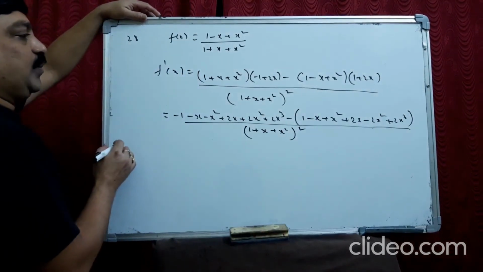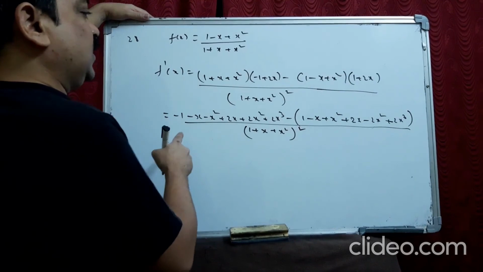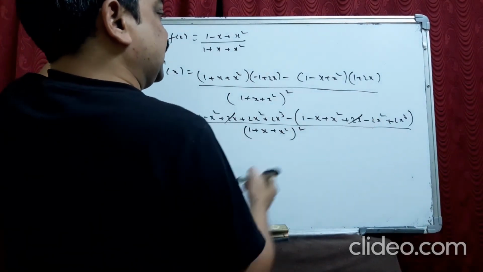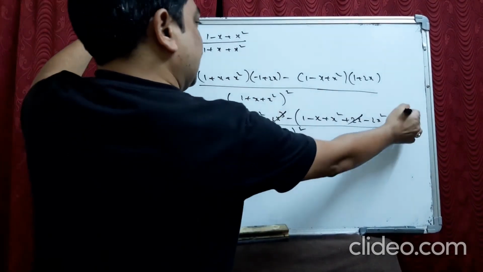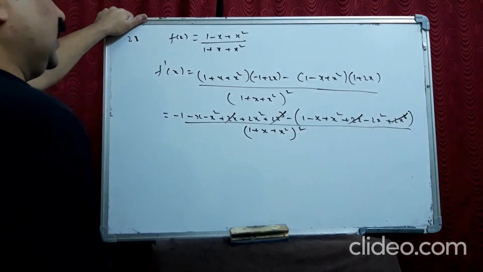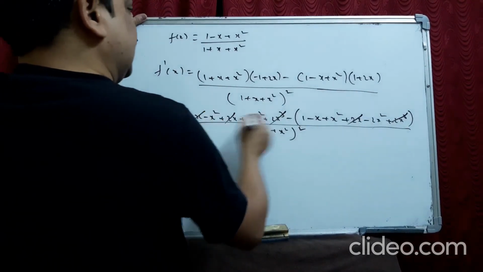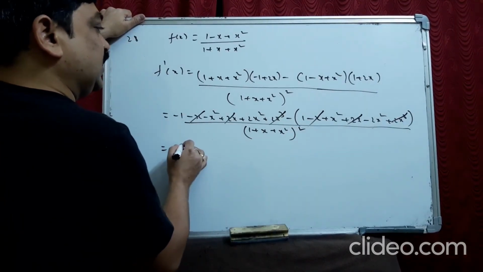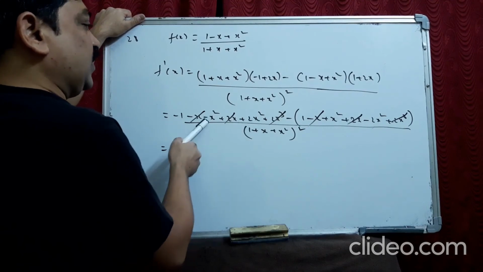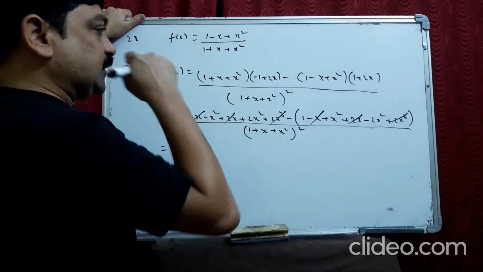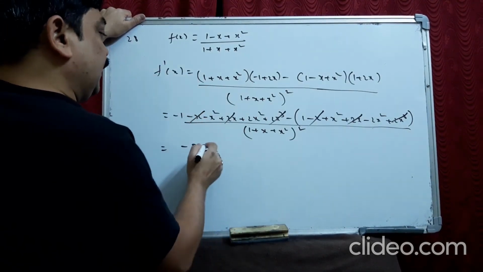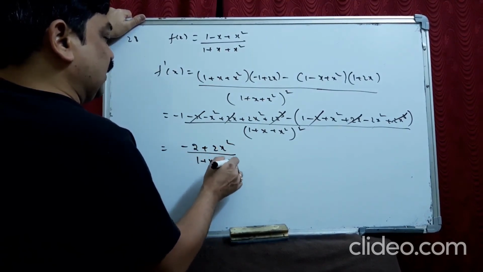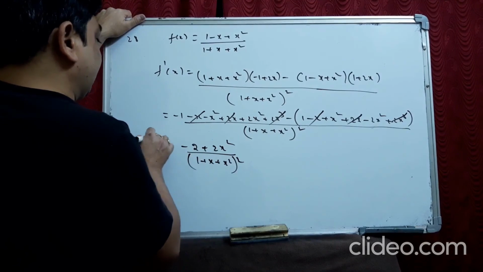See, for maximum or minimum, or otherwise you can cancel. What can be cancelled here? 2x and minus 2x get cancelled. 2x cube and minus 2x cube get cancelled. Minus x and minus x get cancelled. So what are left here? Minus 1, minus 1, 2x square minus x square, 1x square and 1x square. Minus 2 plus 2x square by 1 plus x square whole square. This is f dash of x.